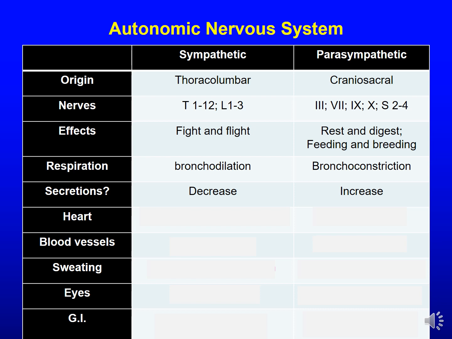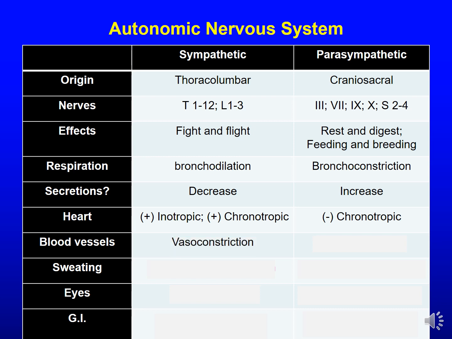In the heart, the sympathetic nervous system will produce what we call a positive inotropic effect, positive chronotropic effect, and positive dromotropic effect, which means an increase in the contractility, an increase in the heart rate, and an increase in the electrical conduction in the heart electrical neurons. In the parasympathetic nervous system, they will produce exactly the opposite, so they will decrease the contractility, decrease the heart rate or bradycardia, and decrease the electrical transmission in the heart.